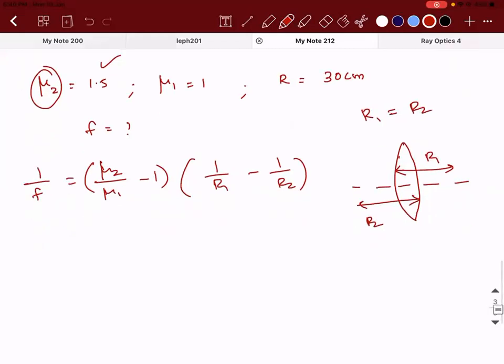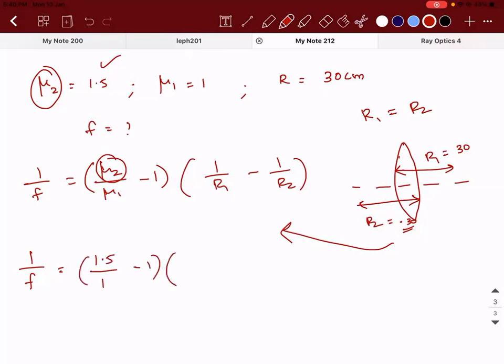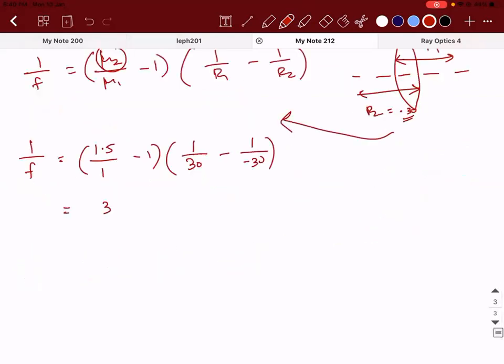Right? R1 is plus 30, R2 is minus 30. I will take this and substitute it in the formula. 1 by f will be equal to mu minus 1, that is 1.5 minus 1, into 1 by R1, which is 1 by 30, minus 1 by minus 30. So 1.5 minus 1 is going to be half.